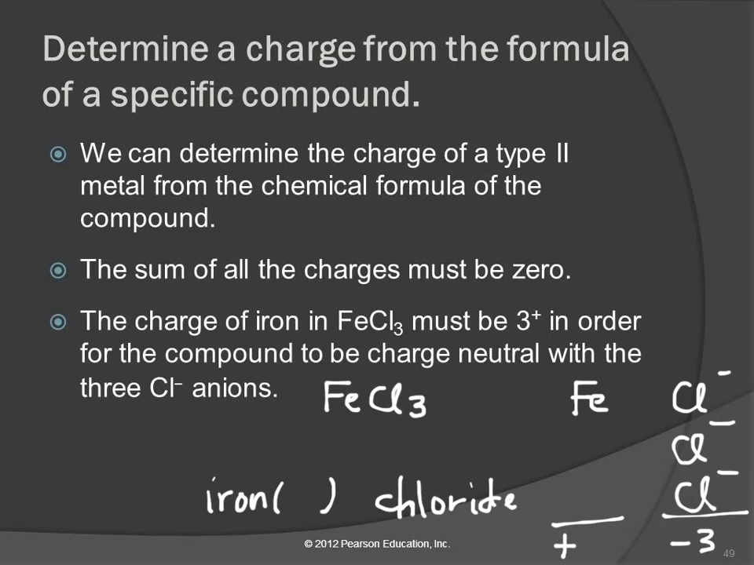We know that if there's -3, there must be a +3 on the other side. That +3 charge is divided among one ion. So it must be +3. That's how we figure out the charge. And so then we put the Roman numeral 3 in parentheses. And that is iron(III) chloride. Iron(II) chloride would be FeCl2.